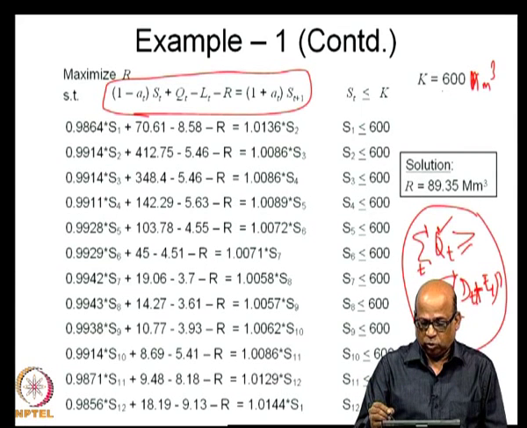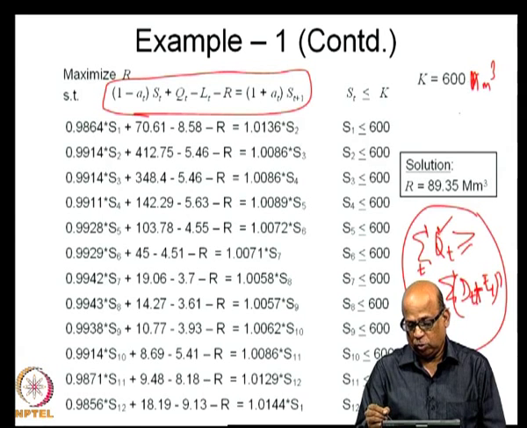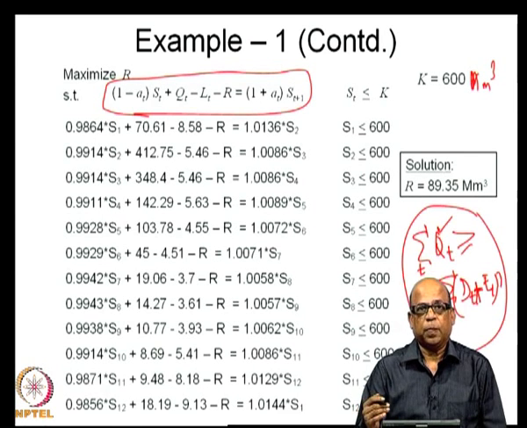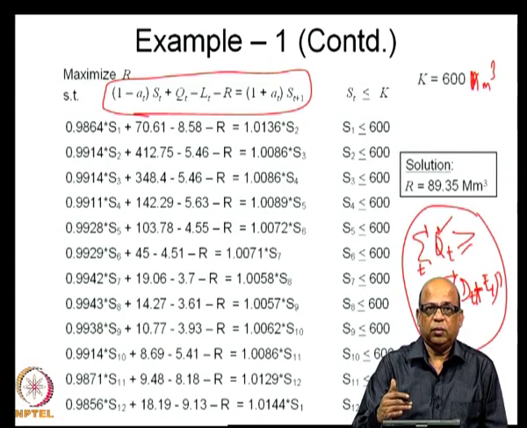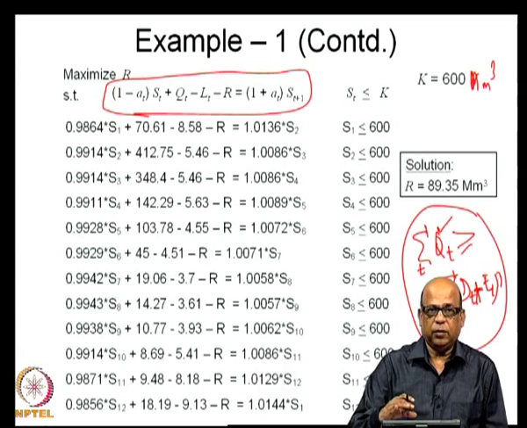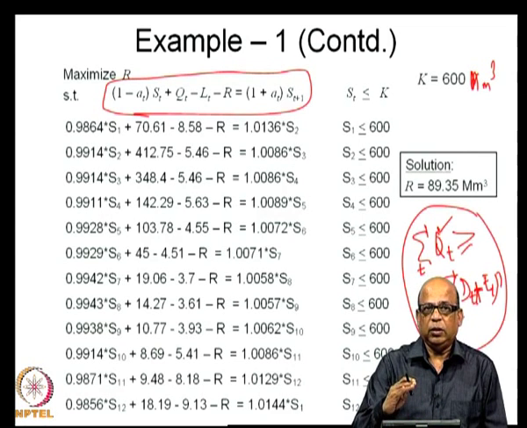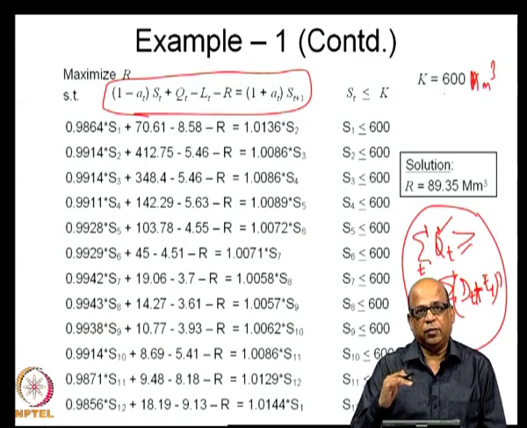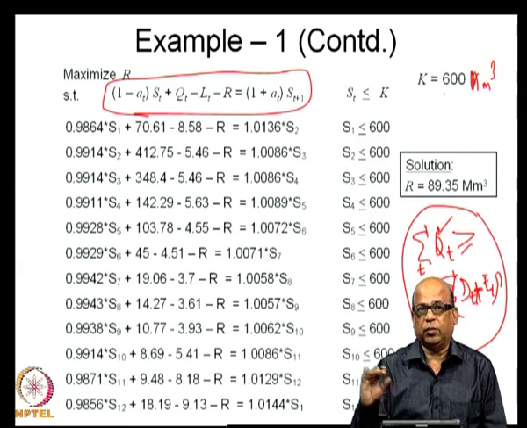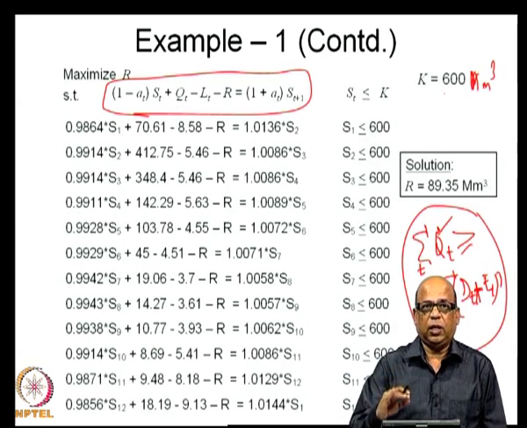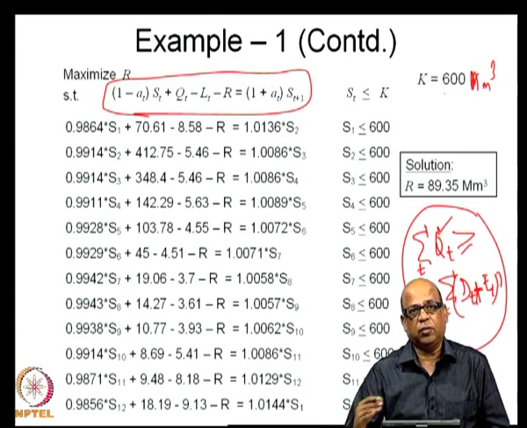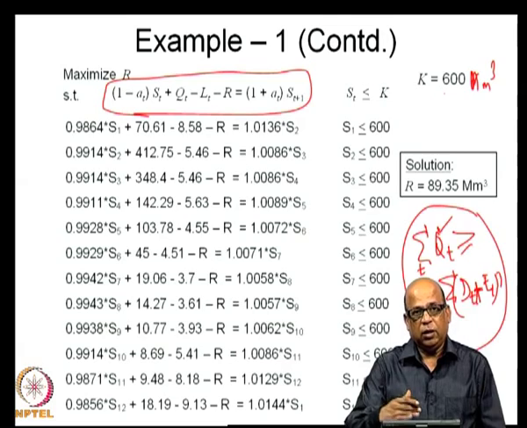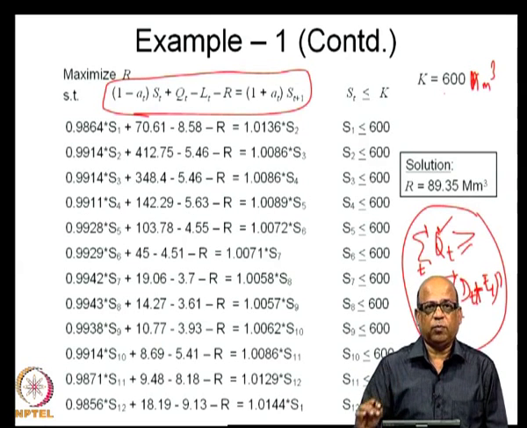Let us say K is equal to 600 million cubic meters, you got 89.35. We will solve this example retaining the same constraint sets, but with different capacities. So, I will change from 600, let us say I will start with 200 million cubic meters. I will check what is the yield for 300, what is it for 400, etcetera. Like this, in discrete units, let us keep on rerunning the problem with different storage values.